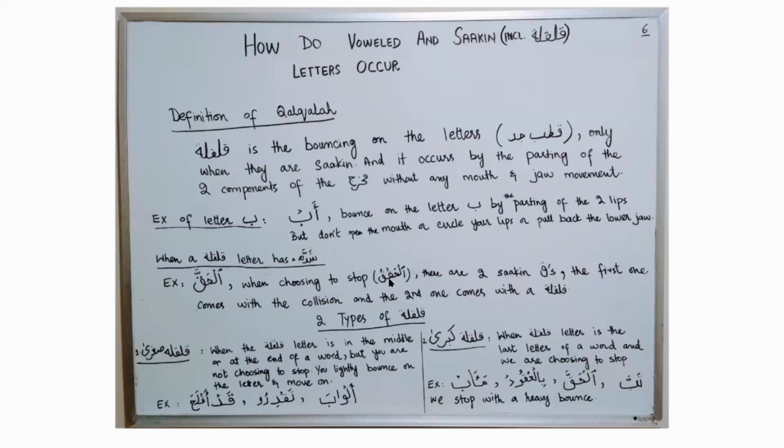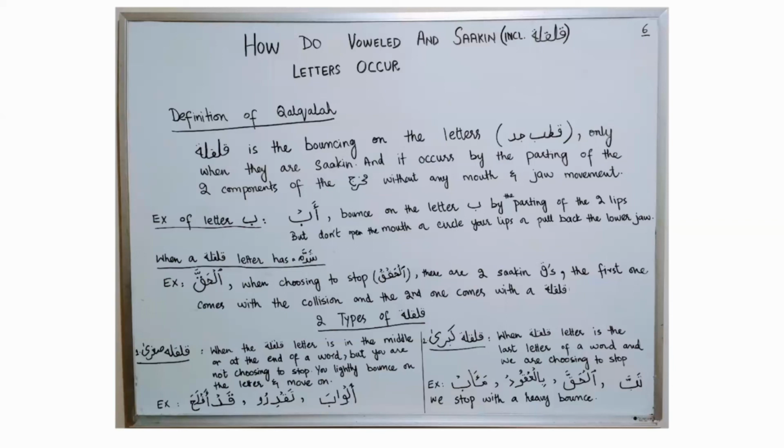Al-haqq. And if you are thinking, why don't we recite this letter qaf with the qalqalah? So remember, if I recite this letter qaf with the qalqalah, that means I have to part two components. Then I will be saying al-haqq like this, which is wrong. So the first qaf will only come with the collision or tasadum, but the second qaf will follow the rules of qalqalah, which is parting of the two components without any mouth and jaw movement.